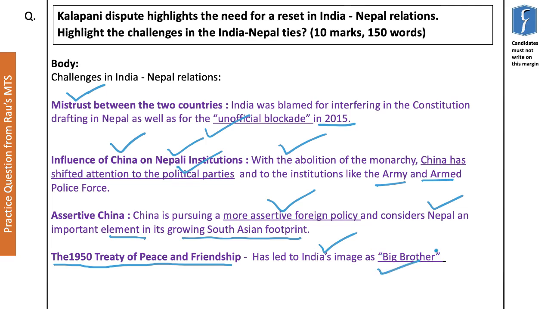Now you can see that we have consolidated this point of the 1950 Treaty of Peace in one single sentence by using proper keywords. And that is why in the mains answer writing, usage of proper keywords makes your answer crisp and clearly understandable, and also it will help in writing the answer in the required word limit.